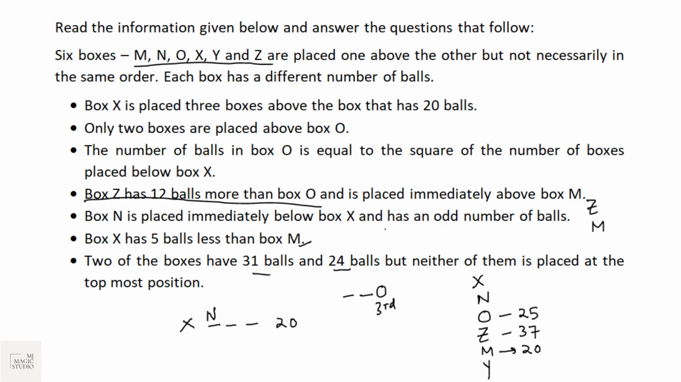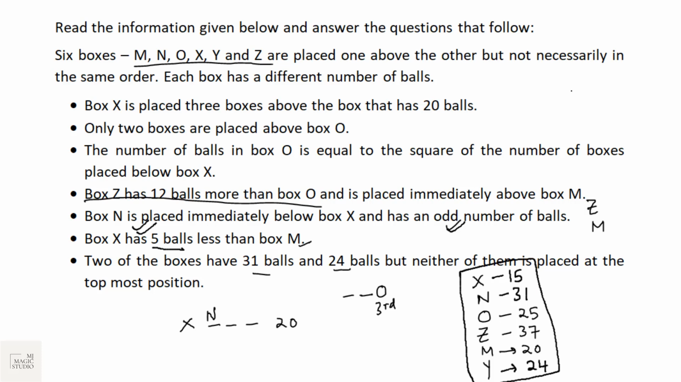31 and 24 are not at the topmost position, and N has an odd number of balls. So out of 31 and 24, 31 is odd, so I give 31 to N. 24 cannot be at the top, so 24 is for Y. And how much for X? X has 5 balls less than M. M has 20, so X has 15. This is the final placement that can be derived.